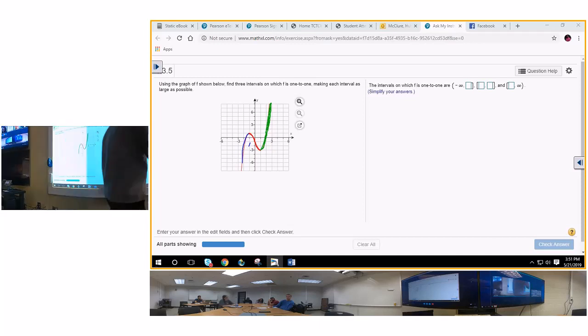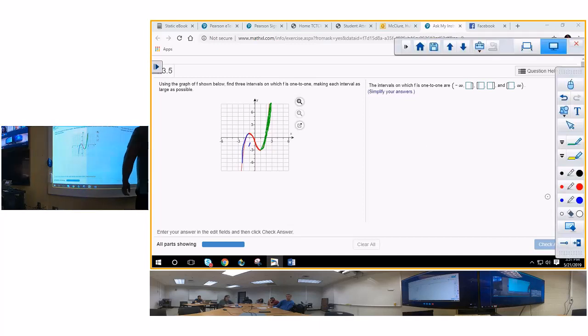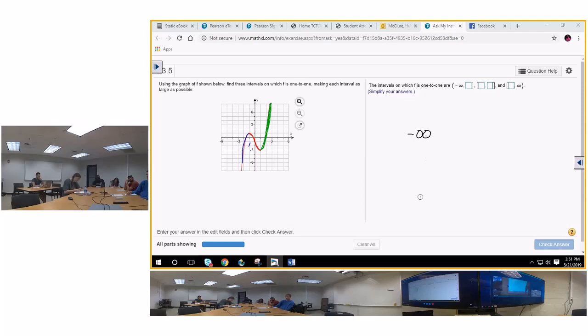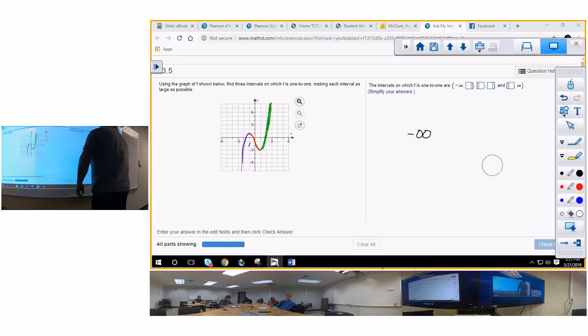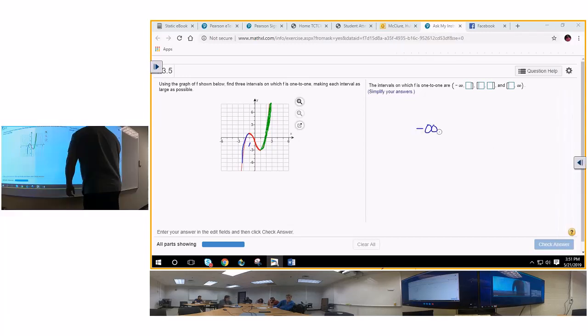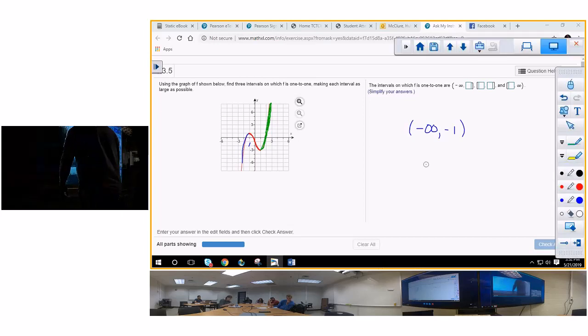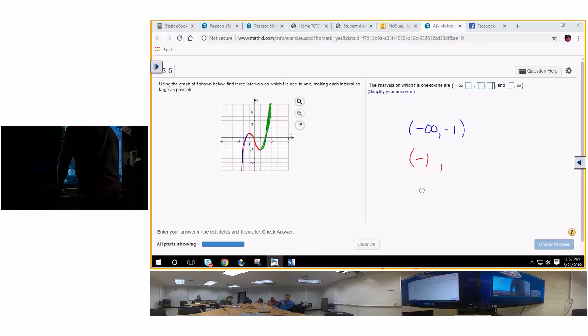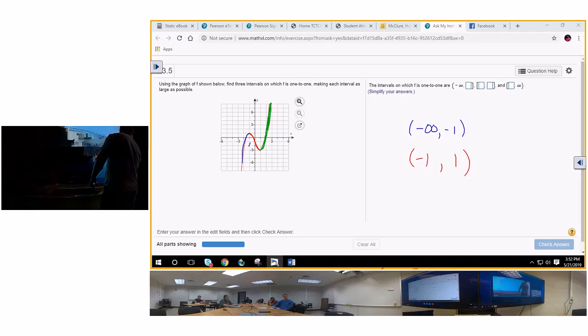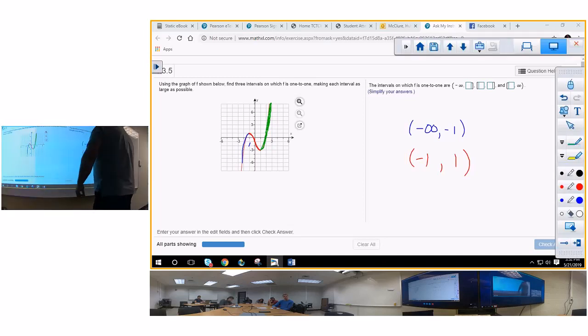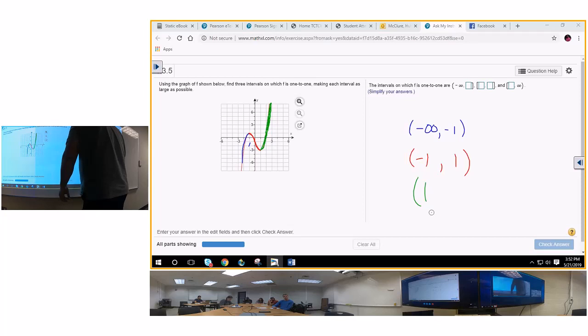The first one is negative infinity to, let me do that in blue, negative infinity to what? Negative 1, non-inclusive. And then from red, negative 1, non-inclusive, to positive 1, non-inclusive. And then verde, from 1 to what? Infinity.